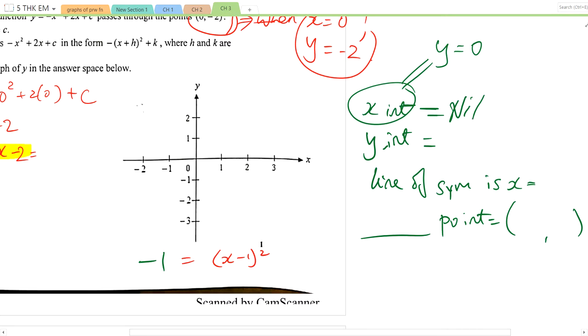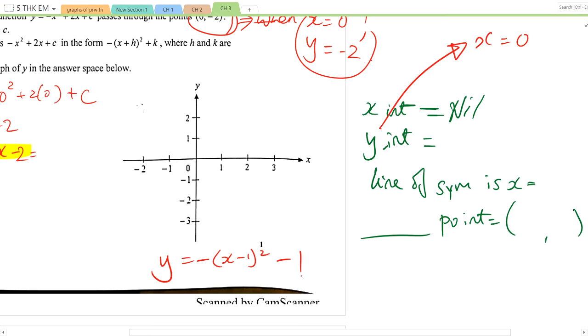There are no x-intercepts. What about y-intercept? When does the y-intercept happen? When x equals to 0, okay? So substitute in when x equals to 0, what do we have is the answer? 1 minus 1 minus 2, yeah, negative 2. All get that? Now line of symmetry.